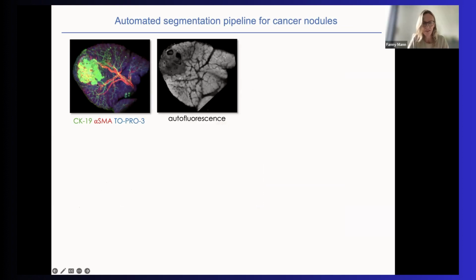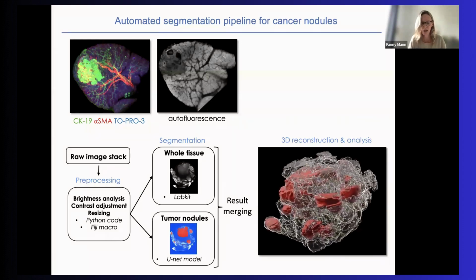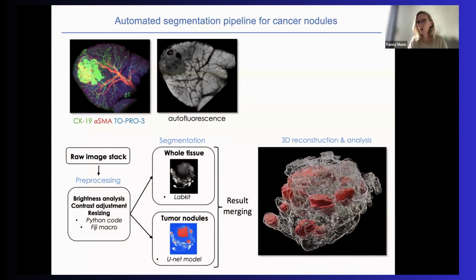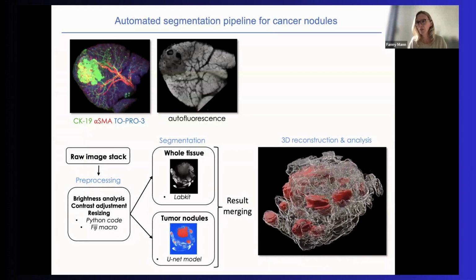However, what we found is that pancreatic tumors can also be distinguished without specific staining, just by simply using the autofluorescent signal of the tissue. And the tumor usually has a lower signal intensity compared to the adjacent tissue. So we have taken advantage of this property to develop deep learning-based methods that allow us to automatically detect and reconstruct in 3D all the tumor nodules that develop in a pancreatic specimen.